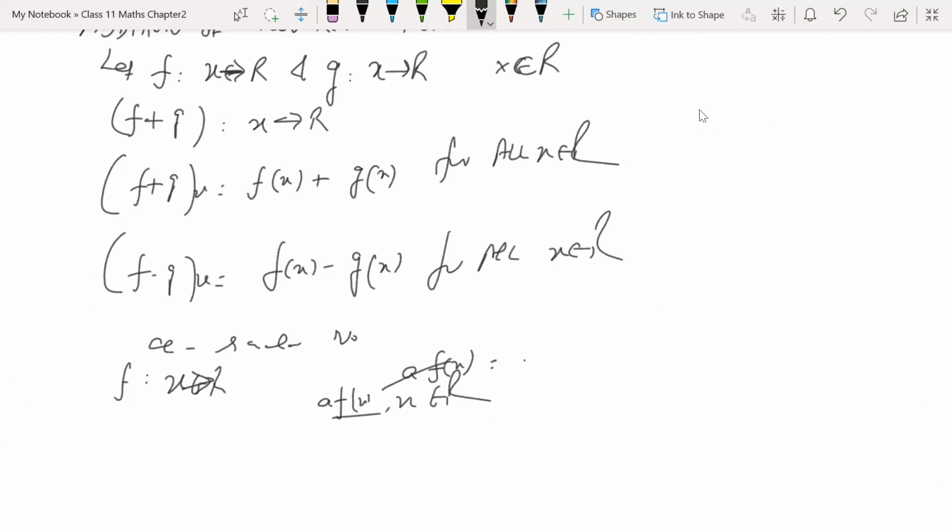f and g are two real functions. Then their multiplication is (fg)(x) is equal to f(x) g(x) for x belonging to X.